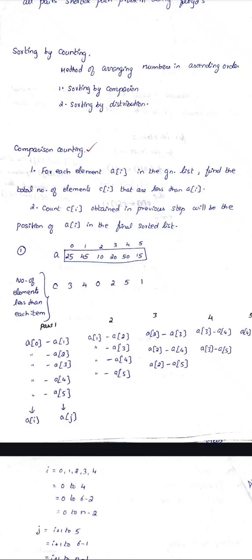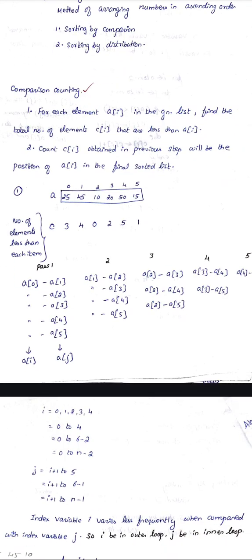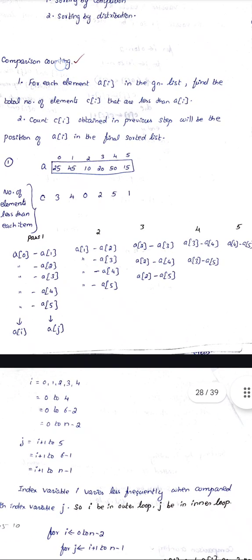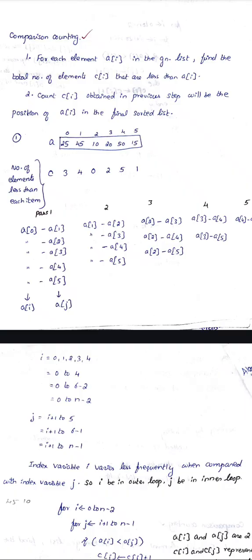Then comparison counting. For each element A[i] in the given list, find the total number of elements in the list that are less than A[i]. The count C[i] obtained in the previous step will be the position of A[i] in the final sorted list. Here the comparison counting gives the number of elements less than each item. We will take 25. Is there any number which is less than 25? Yes, that is 10. The count of this 25 will increase by one.